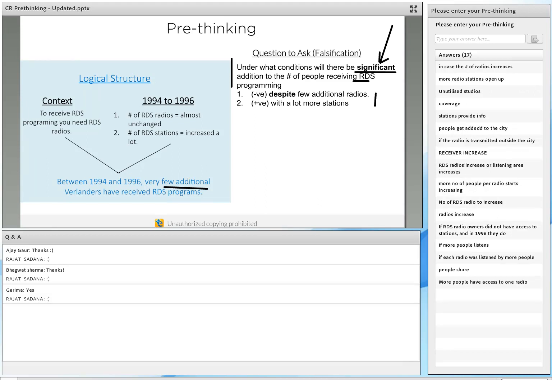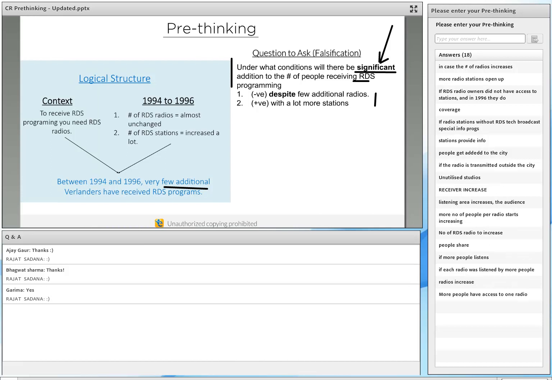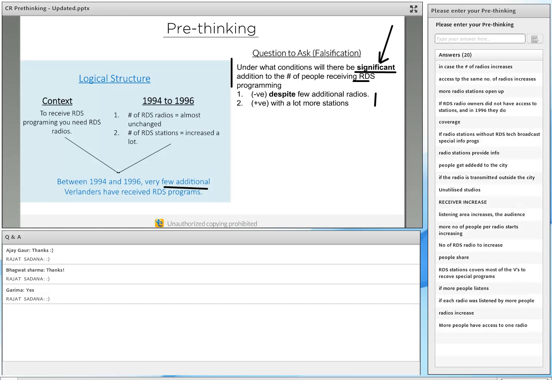If people share, that is great. Let's see who said people share. KP said people share. And Deb also said, of each radio, if more people listen to each radio, okay. The other is if there are unutilized radios that are utilized now, and Sarvagya said that's really good. Lucas also made a really good point, which says if RDS radio owners did not have access to stations in 94, but now they do in 96. Sarvagya said the same thing, which is if the additional stations now cover areas where there was no coverage, but people actually did have the right kind of radio.